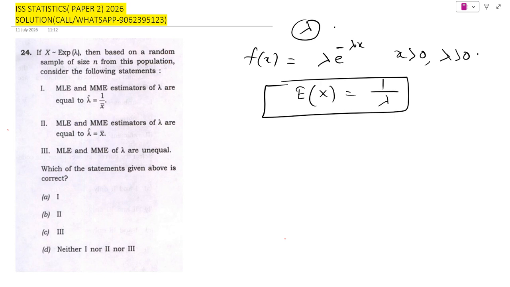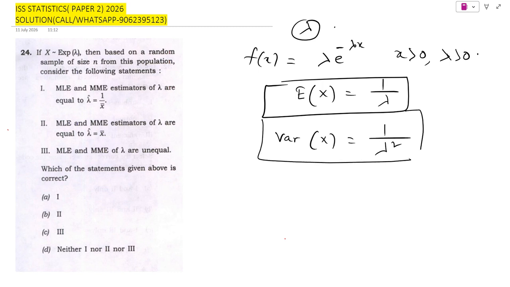This single expectation formula is enough to derive the method of moments estimator and also helps in deriving the MLE. So whenever you hear the exponential distribution, immediately remember these two formulas: E of x is 1 by lambda, and variance of x is 1 by lambda square. These two formulas are repeatedly used in estimation theory and hypothesis testing.